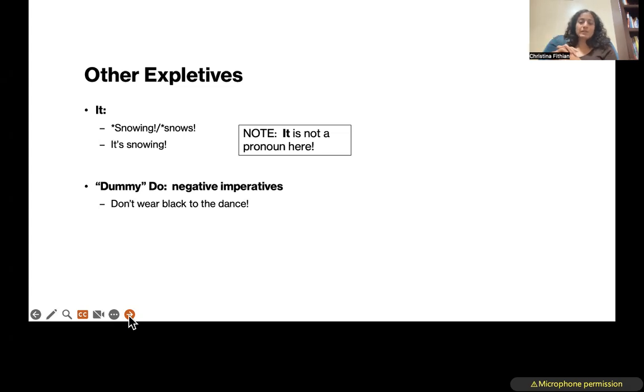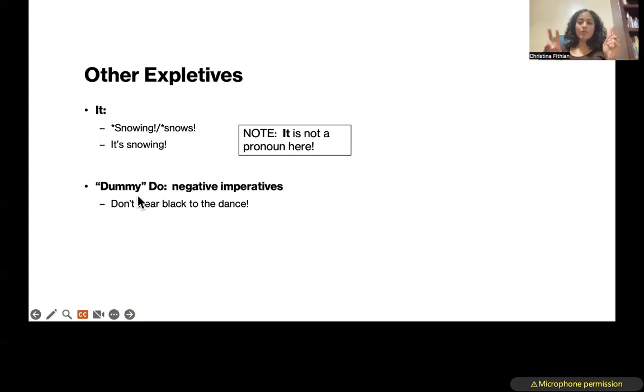It's not a pronoun in this instance. I'm not pointing at something and saying it is snowing. I'm just saying it's snowing. Now, once again, in other languages, this is exactly how you would express this proposition. You would just say the equivalent of snows. Can't do that in English. We have to have a subject, so we create one, it.